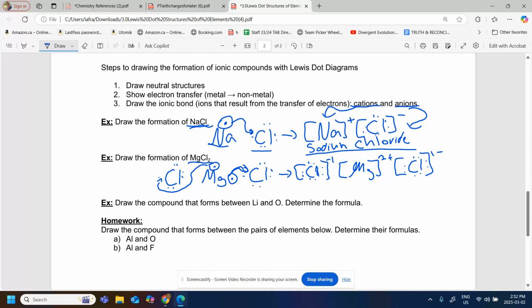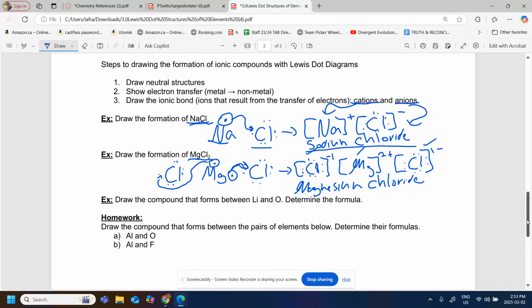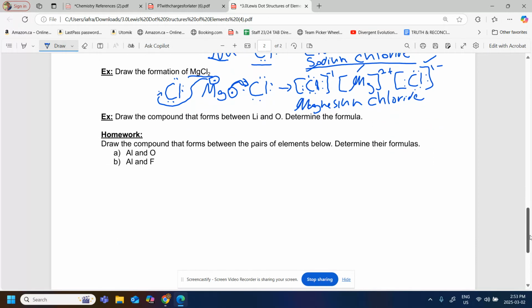So you can see that there's 1 magnesium, 2 Cls. The charge overall is 0. And what you have is you name the metal first, so we have magnesium. And the nonmetal, you name it as well, but you change the ending to IDE, chloride. We'll do one more example, and then you'll try one on your own.